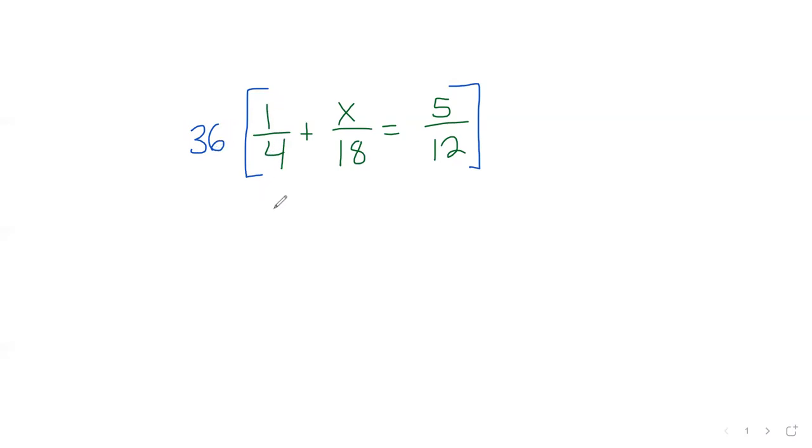36 times 1/4 is 9. If we multiply 36 times x over 18, the 36 and the 18 would cancel and just give us 2, and then 2x. And similarly, when we multiplied by the last term, the 36 and 12 would cancel, giving us 3. 3 times 5 is 15. And suddenly that leaves us with a much easier equation to solve.